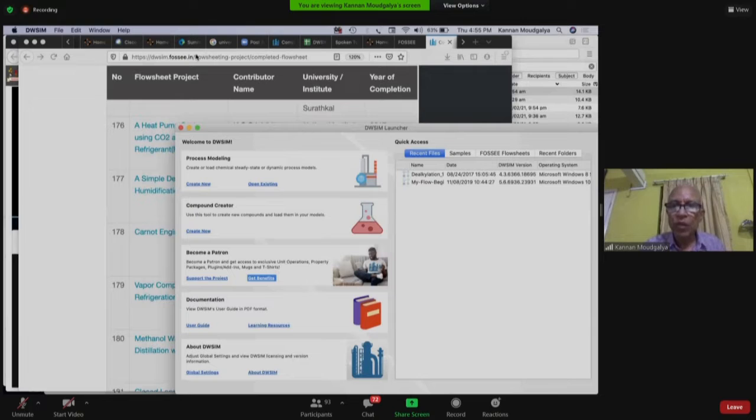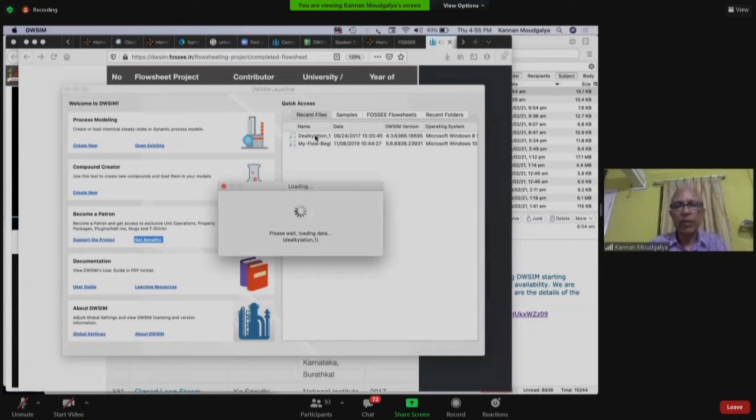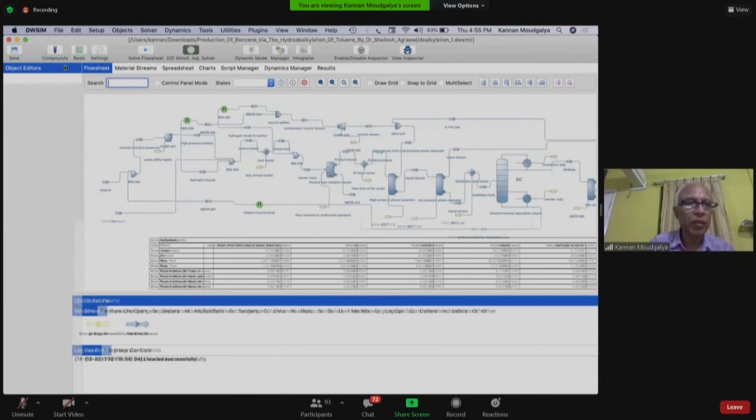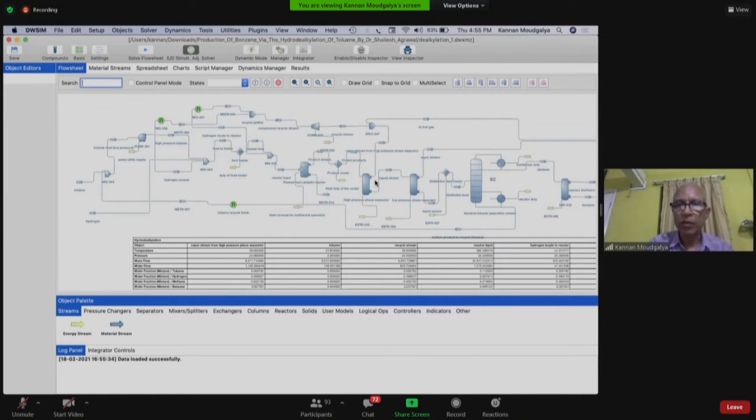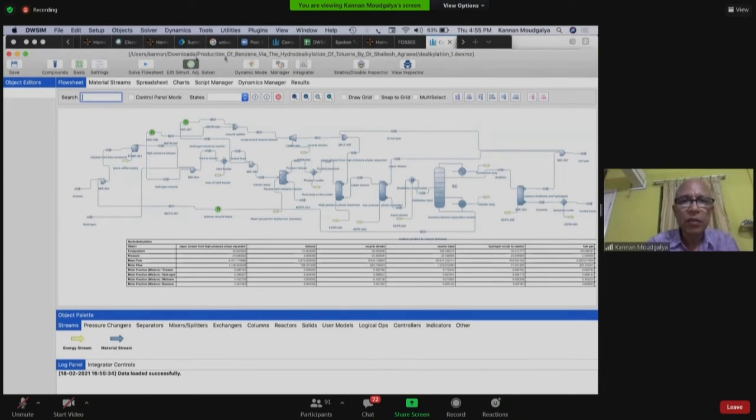Here it is. You can see here, I have opened DWSIM on my Mac. Here, I want to open this dealkylation. In fact, you will see the complete name after I open this. So you can see this here. Let me reduce it a little bit so that you can see all of it. You can see that this is dealkylation, the production of benzene via the hydrodealkylation of toluene by Dr. Shailesh Agarwal, and he has created this flow sheet.